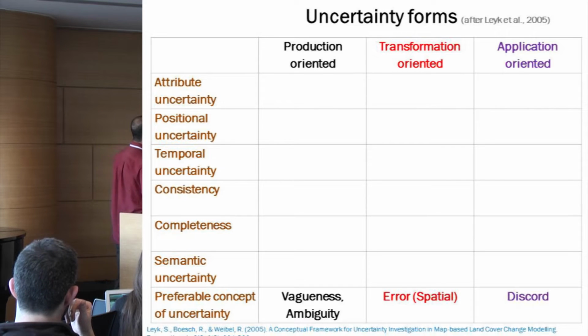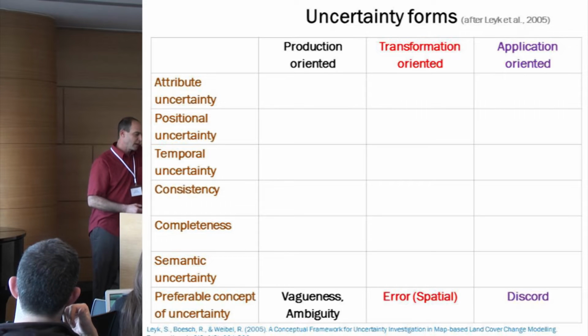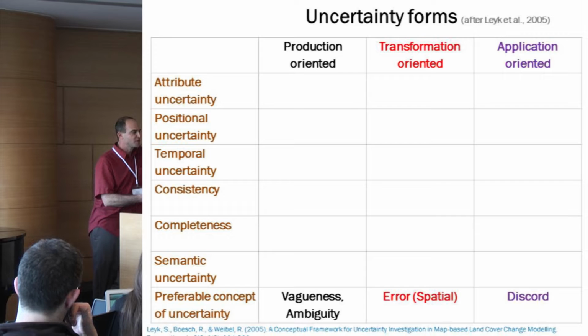And then we have these different kinds of uncertainty. I will go through them in some examples related to, for example, the attribute of the features. How certain are we that this is really a forest? It is shown as a forest on the map, but was it really a forest back then?